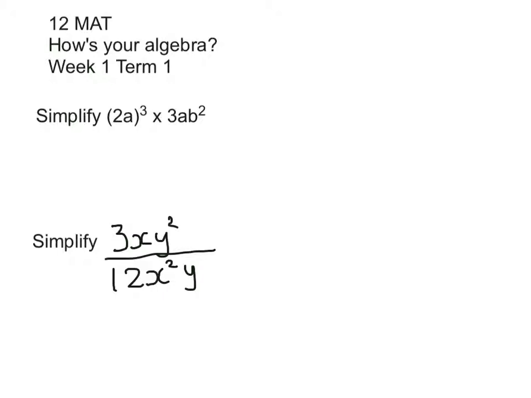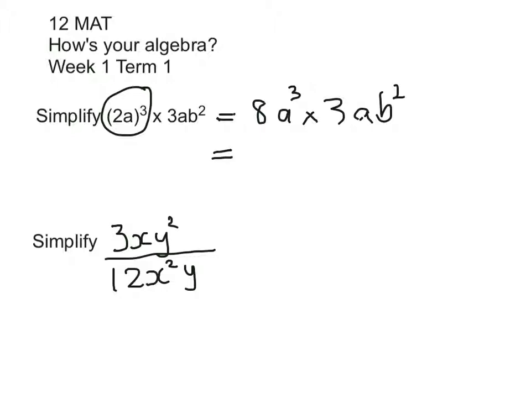So number 1, simplify 2a cubed times 3ab squared. I'm going to do this in two parts. So this term expands to be 2 cubed, a cubed, times 3ab squared. Now we multiply the numerical terms together. So we have 24, a to the power of 4, b squared.